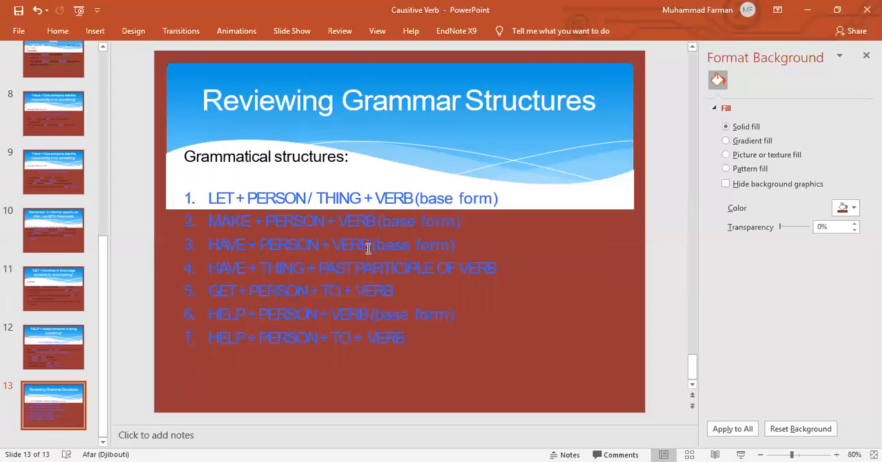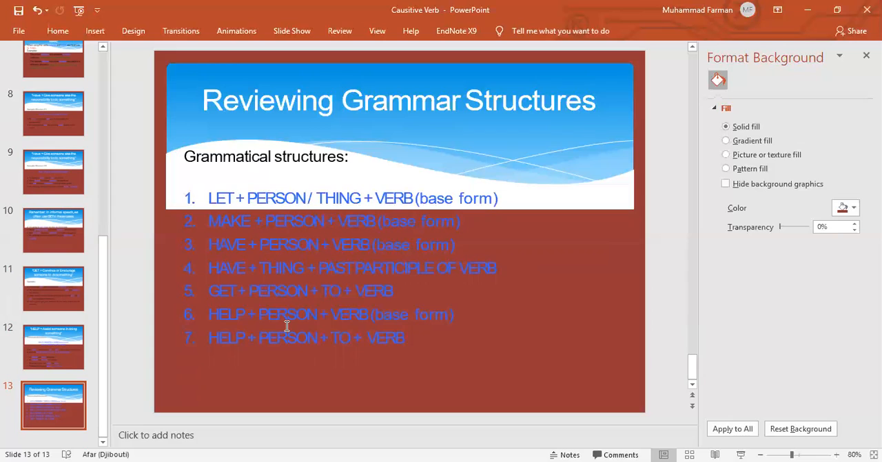There is one thing that is common in all the causative verbs, and that is person or things. Try to take a look at let, make, have, get, help. After all these five causative verbs, there is a person or things. It is necessary to have a person or a thing after the causative verb.